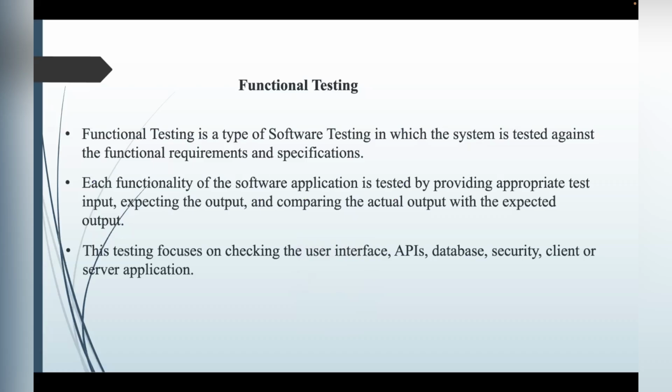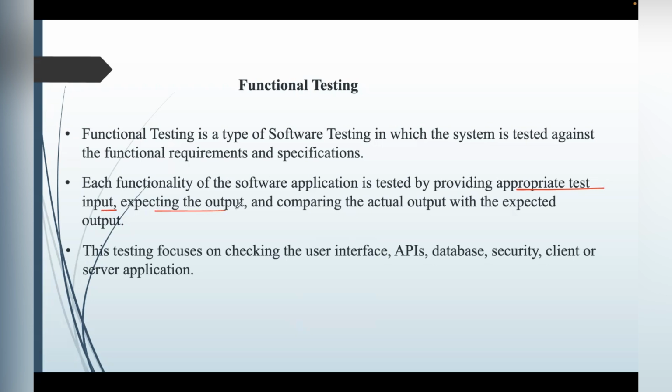In this lecture, let us discuss functional testing. This is a type of software testing done against the business requirements of an application. It verifies that each function of the software application operates in conformance with the requirement specification. So here, each functionality of the software application is tested by providing appropriate test input.